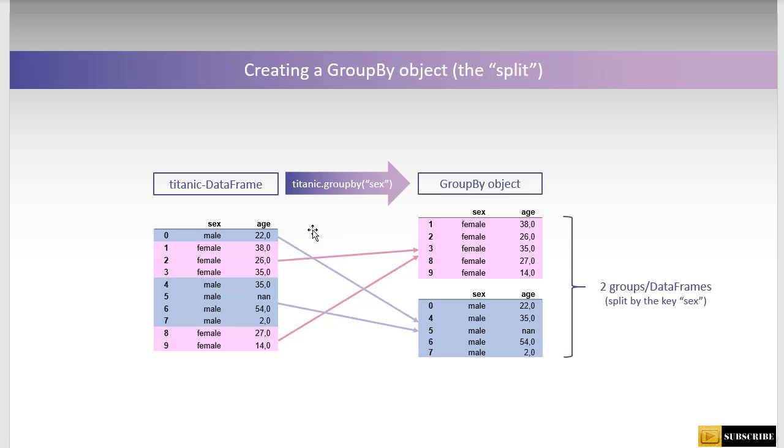And by doing so we split our data frame into two data frames, where in the first data frame we have all female rows here. And in the second data frame we have here all rows where we have a male passenger. So this is now our group by object. So we have two groups or two data frames split by the key sex.